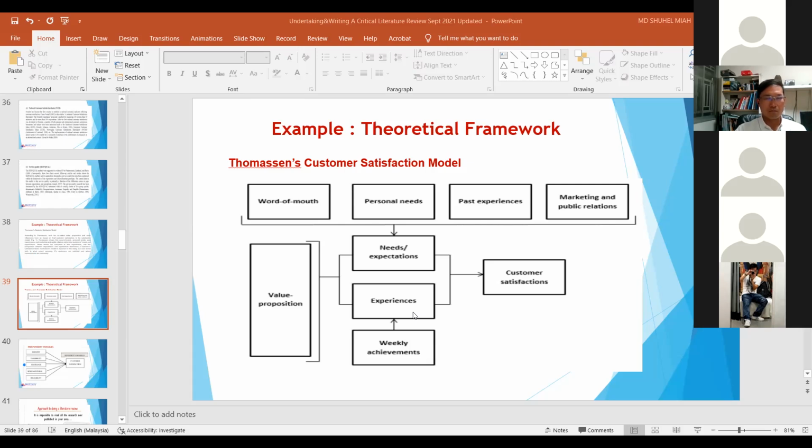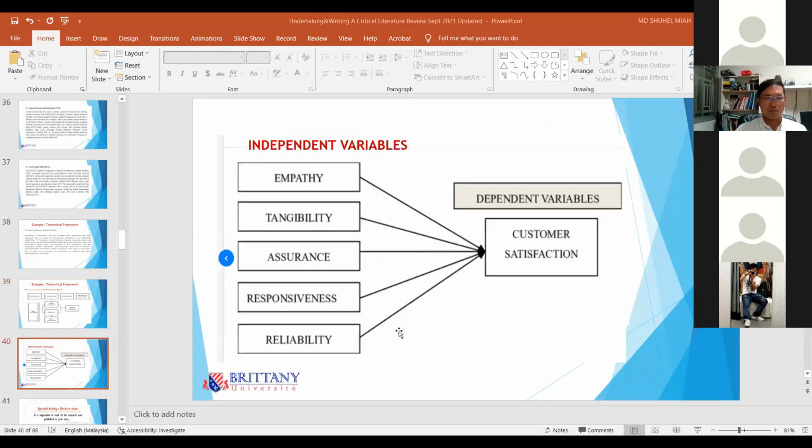So this is an example of a theoretical framework. And all these you notice here, value proposition, need, expectation, experience, we call variables. So you have independent variables and you have dependent variables. Now, what is independent and what is dependent?